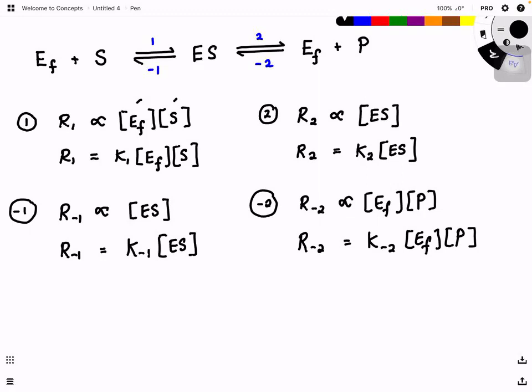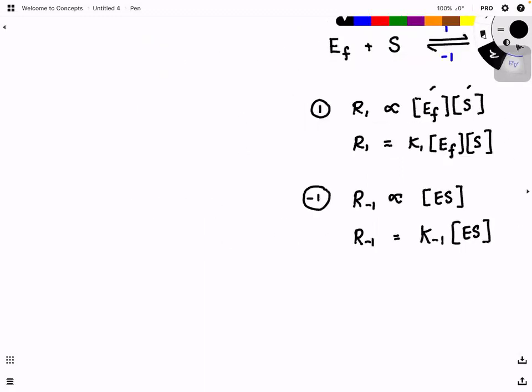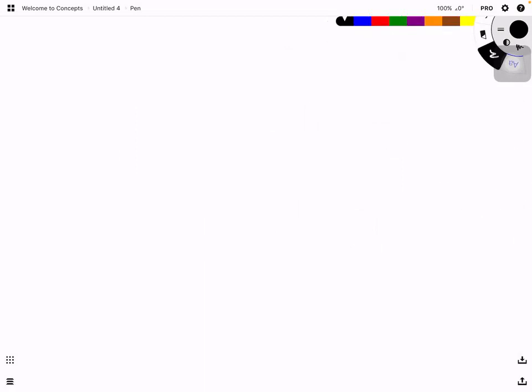Now some students ask me why we need to have the K1 or K2 there. So what do K1 and K2 mean? K1 and K2, they are the rate constants. So what does rate constant mean? For example, let me show you. This is a bit of mathematics.